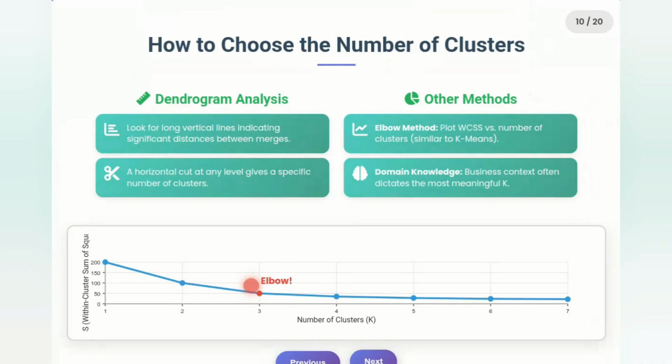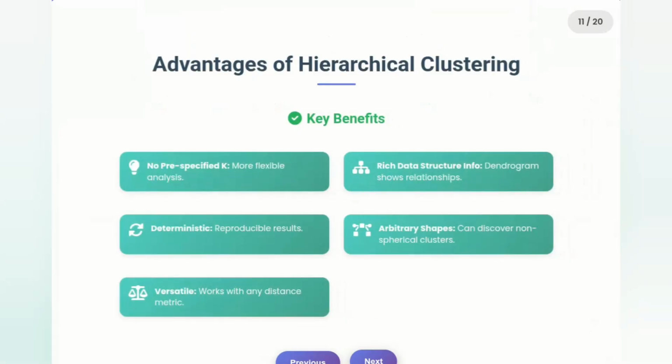Sometimes the business context will dictate the most meaningful number of clusters for your specific application. Hierarchical clustering offers several key advantages. You don't need to specify the number of clusters in advance, giving you more flexibility in analysis. The dendrogram provides rich information about data structure and relationships.